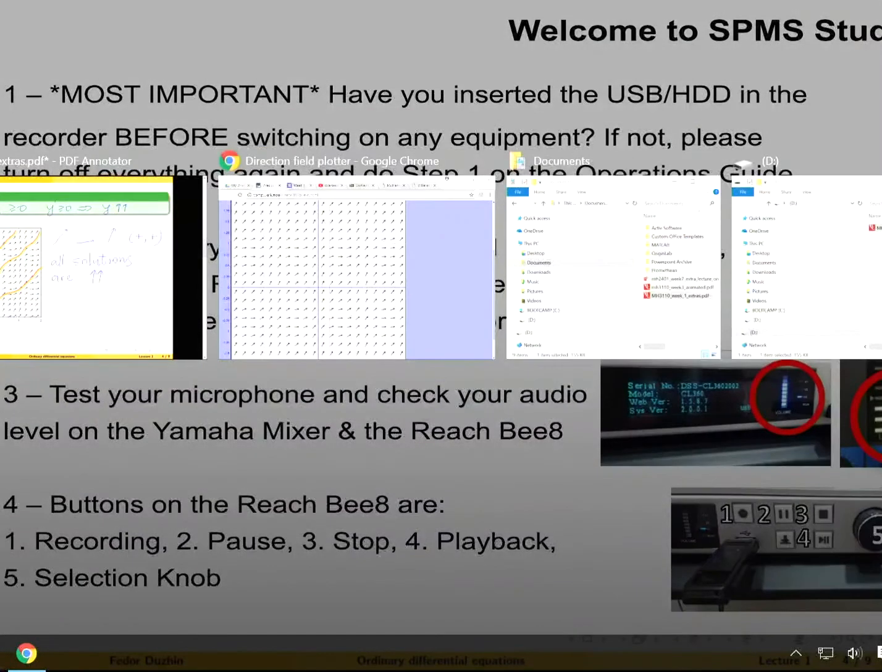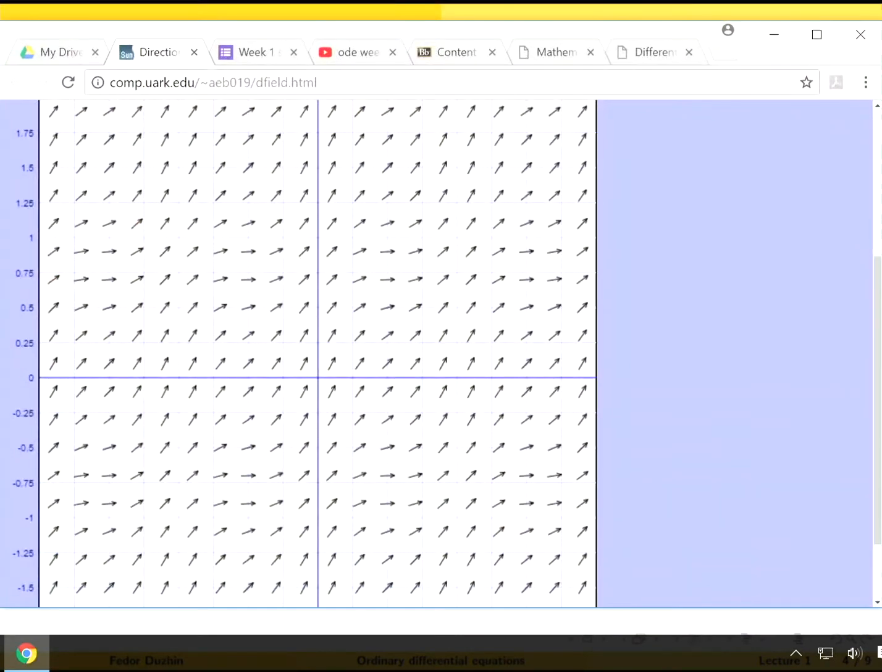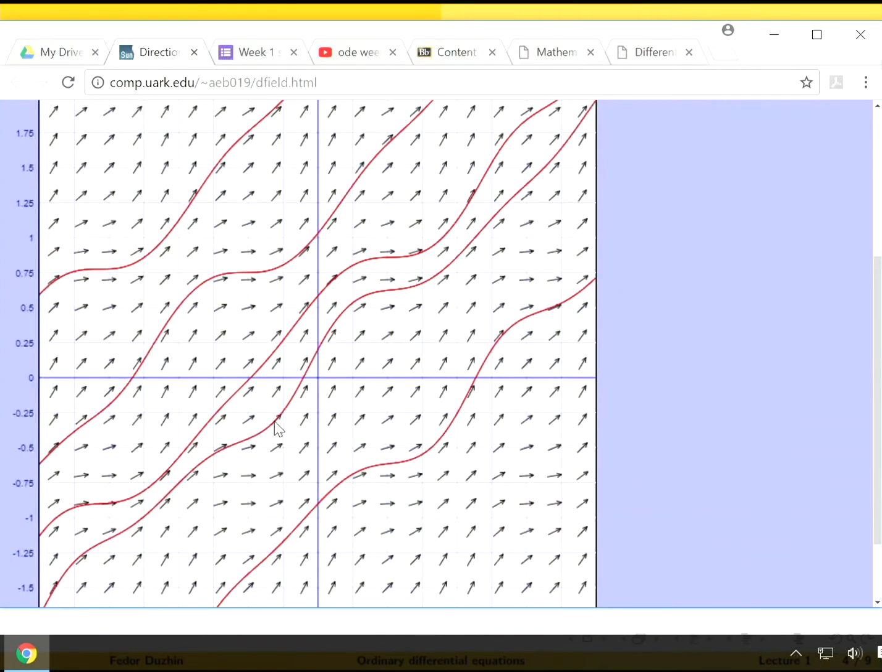Of course, you can verify it. If you go to this online direction field plot, then you can play with solutions a little bit and see how they follow the arrows, and that all of them are indeed increasing functions.